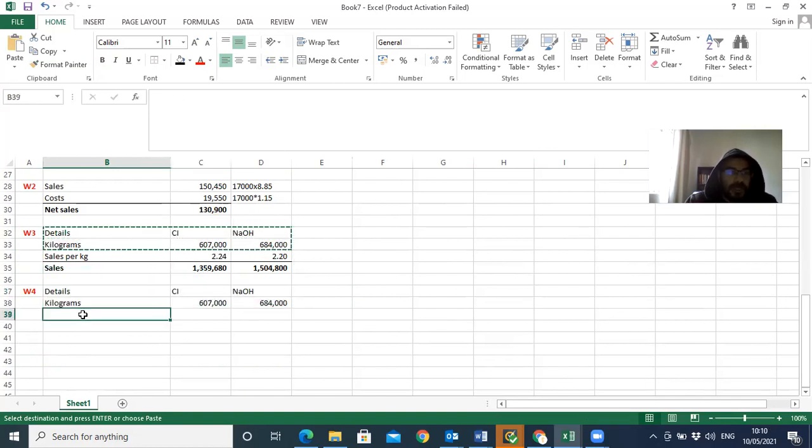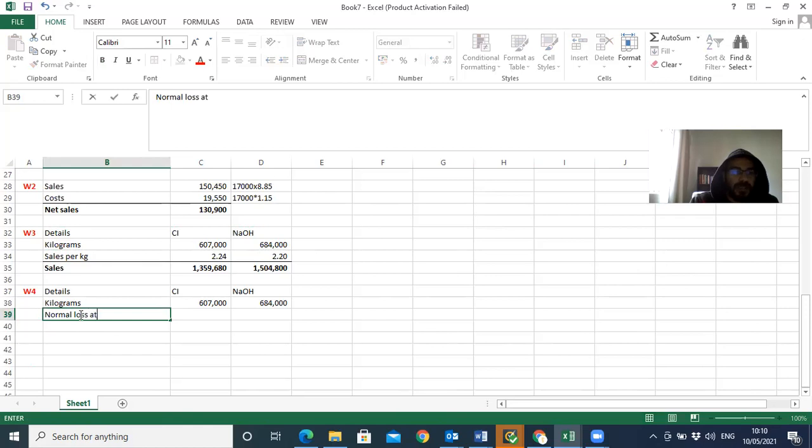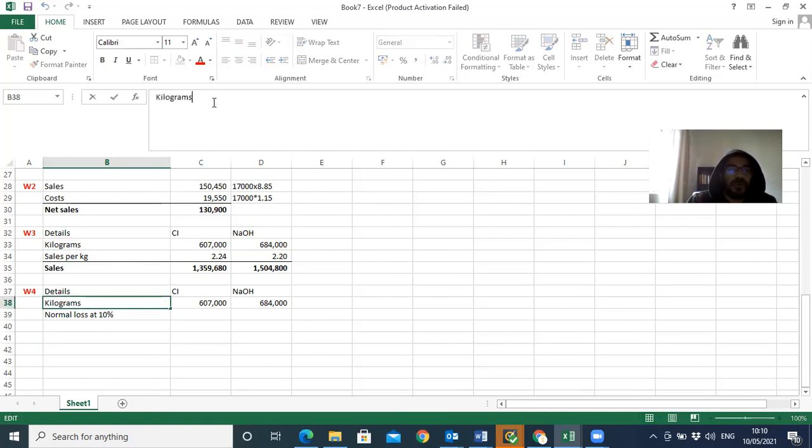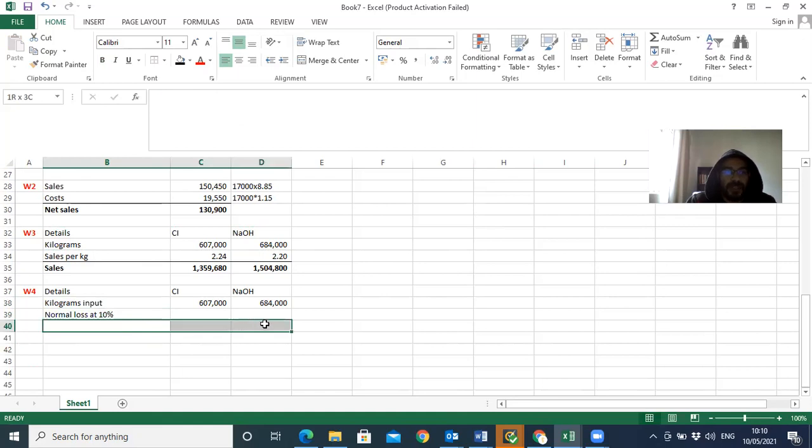So we have kilograms, but remember that is the input, kilograms input, and then basically what comes out. So I'm just going to say normal loss at 10%. You don't have to still show normal loss. You can just say kilograms input, then you can have kilograms output. Kilograms output will be 90% of kilograms input because of the 10% normal loss. I'm just going the longer way so you can see it.